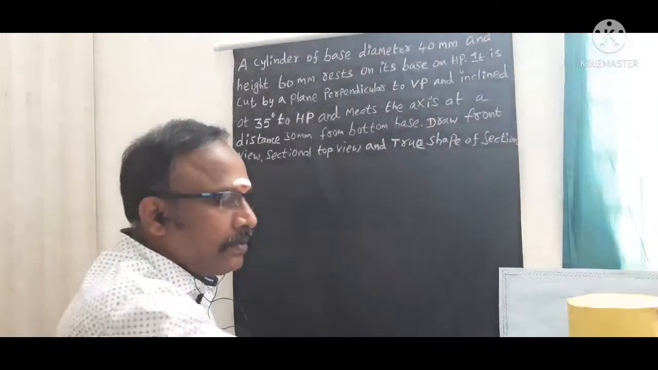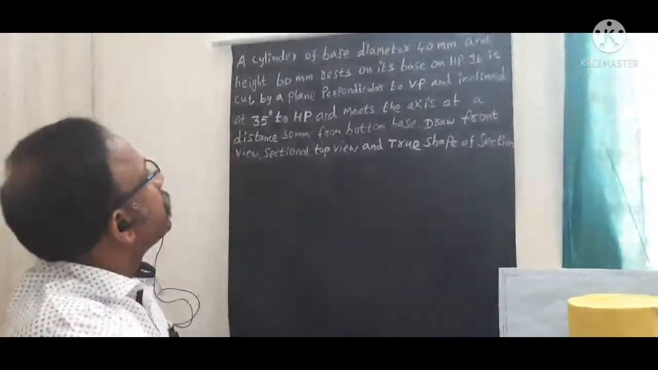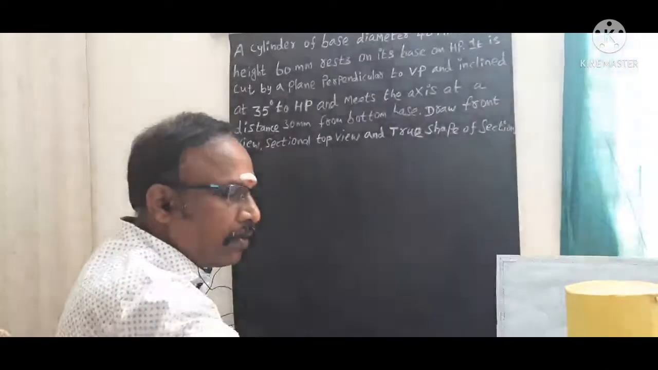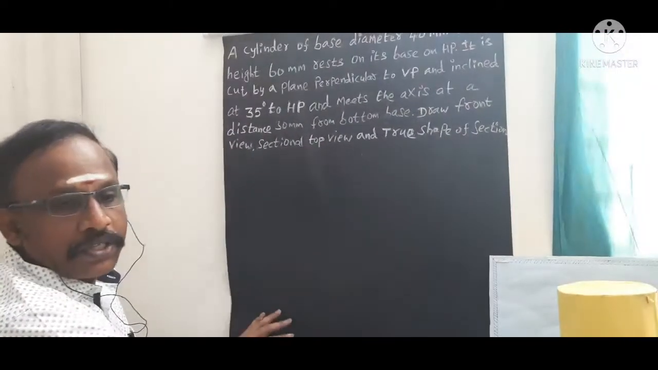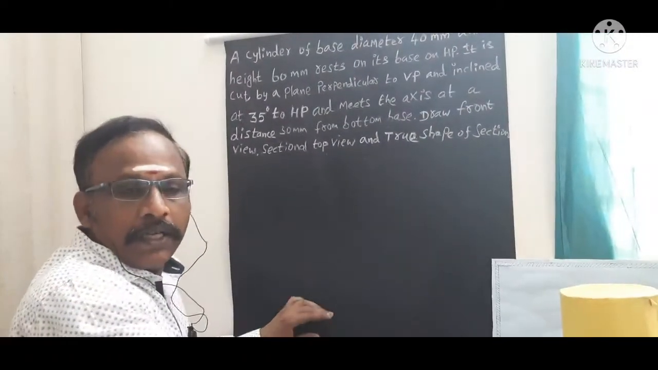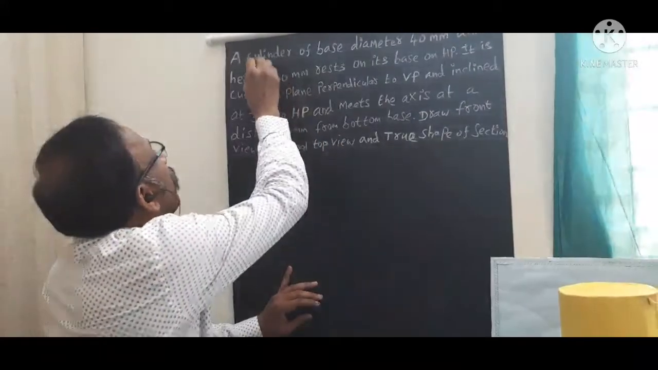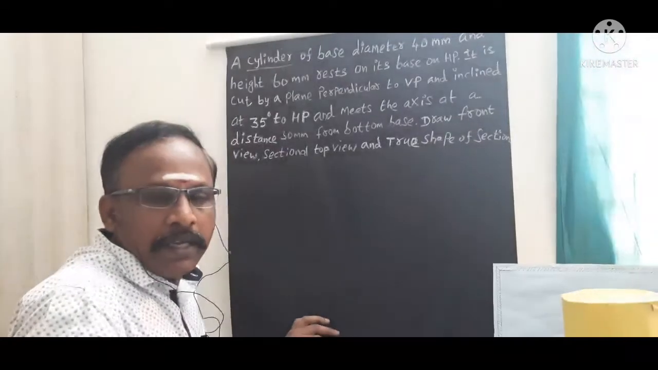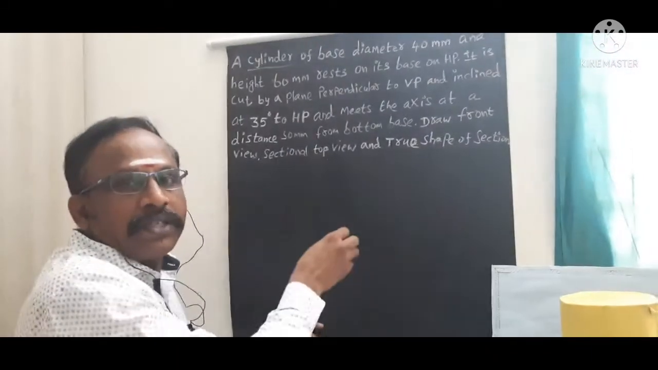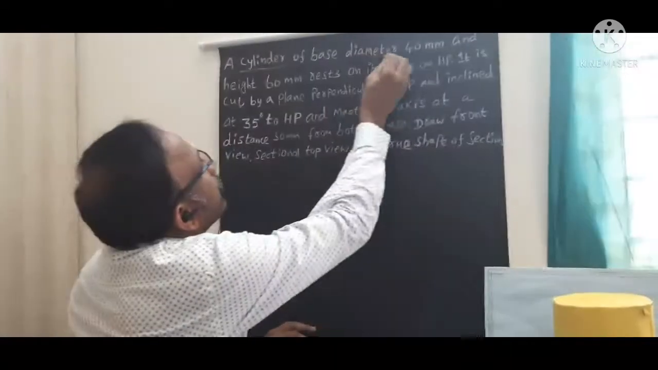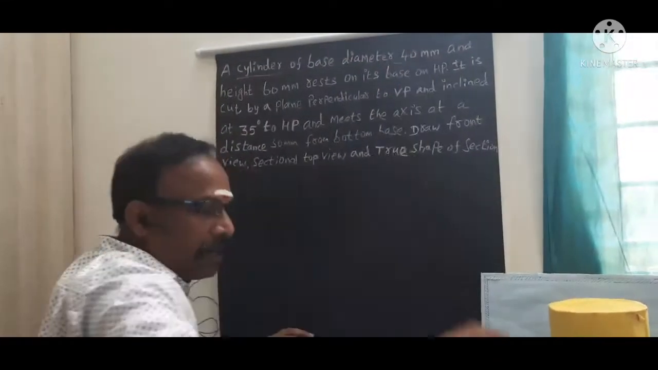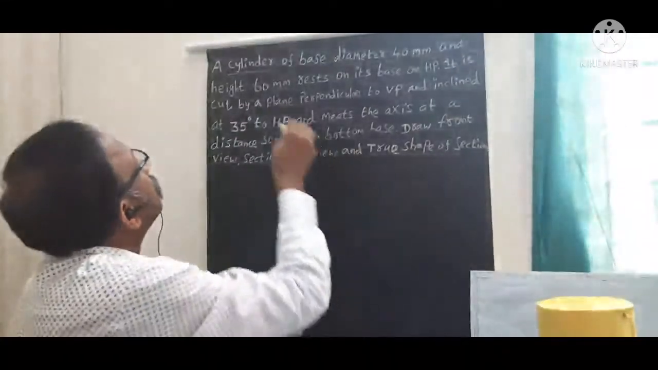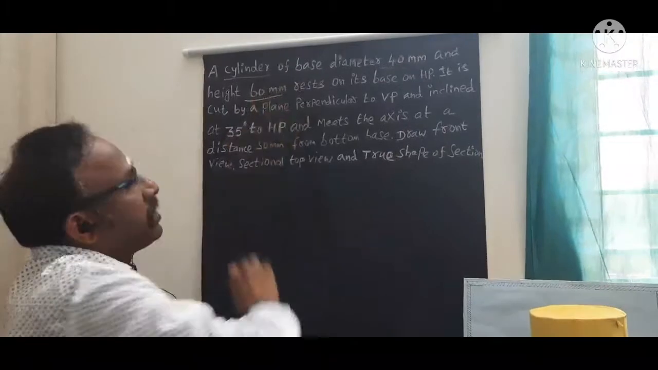So what are the given dimensions? Now you can ask 5 questions. Yesterday I told you the first thing is, what is the object here? Here the object is a cylinder. The second question, what are the dimensions of the object? Here the base diameter is given as 40 mm and the height is given as 60 mm.